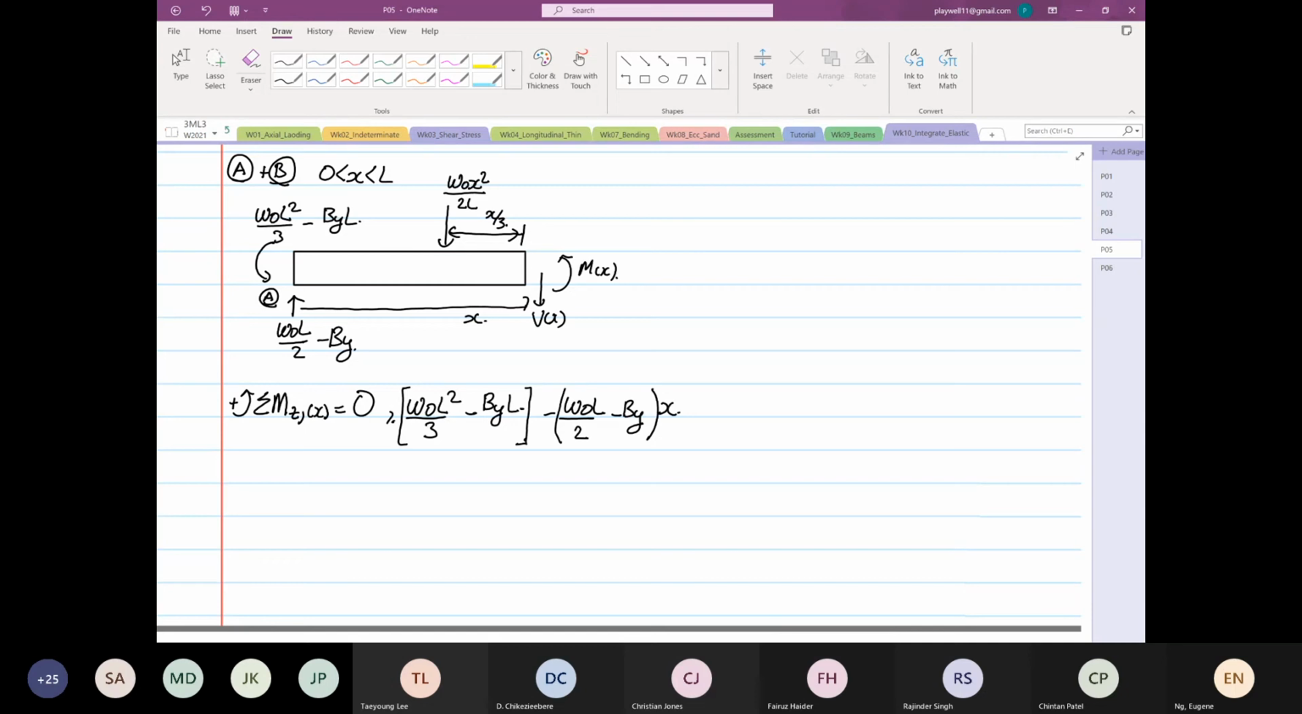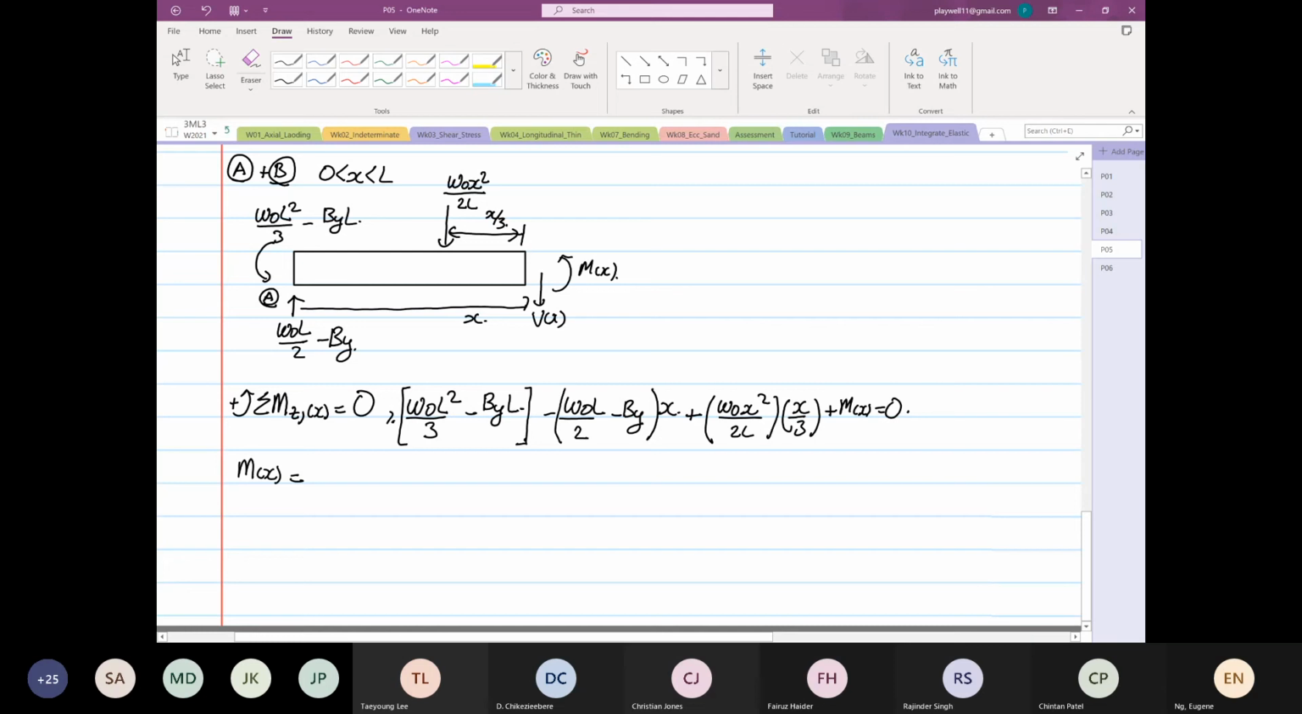Then plus your distributed load, omega naught X squared over 2L, times X over 3, plus the moment as a function of X, the whole thing is equal to 0. Okay, so now you just need to rearrange. So now what we have is M as a function of X.